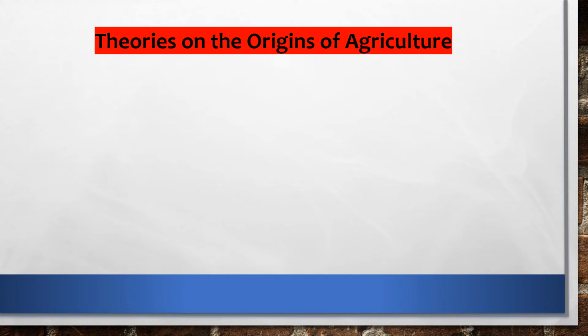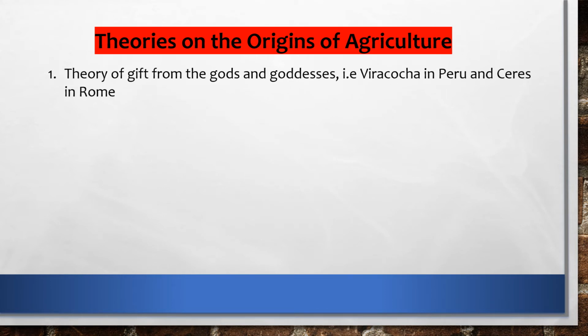There were theories on the origins of agriculture. One theory some people claimed was the theory of gift from the gods and goddesses. They said agriculture, animals, and food were given to us by our god Viracocha. That is the belief of the Peruvians. In Rome, there is Ceres, the god who supposedly gave them agriculture. So these goddesses and gods were the ones who gave birth to agriculture. In Greece, there is Demeter. In China, Shennong. And in Mexico, they also have their gods.